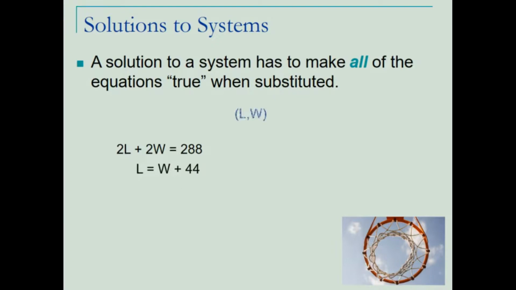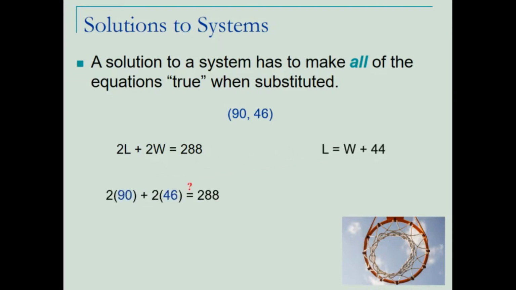Let's look at another example for a possible solution to this system of equations. Again, we have the ordered pair, length and width, and let's replace length with 90 and width with 46. So let's plug them in and see what happens. In place of L, we put 90, and W is replaced with 46 in this first equation. Taking care of multiplication and then addition, we see right now a contradiction.